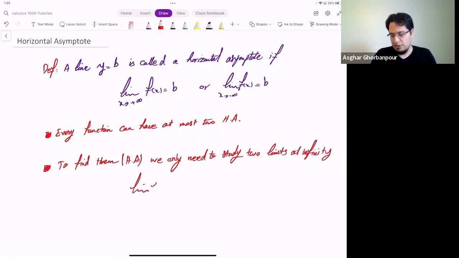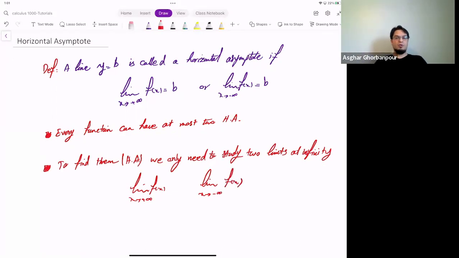The limit of the function as x goes to plus infinity can give us a number or no number. Negative infinity can give us a number or no number. So we can have no horizontal asymptotes, or one or two horizontal asymptotes. So that's just a very quick review of the definition. And if you know how to find limits at infinity, that will give us the horizontal asymptotes. Are there any questions or comments before I move to the examples?